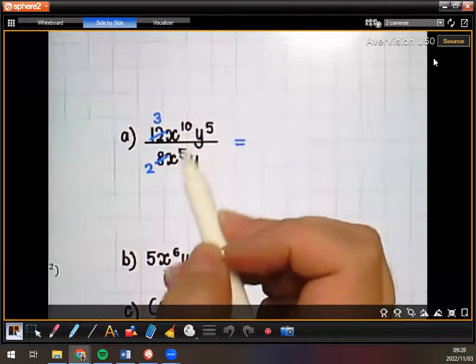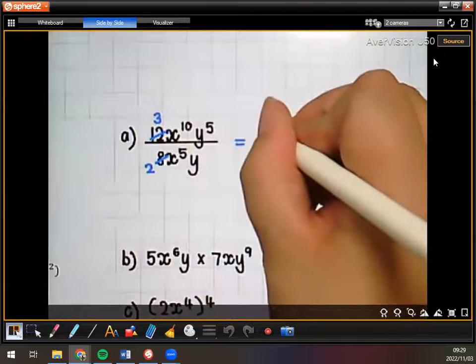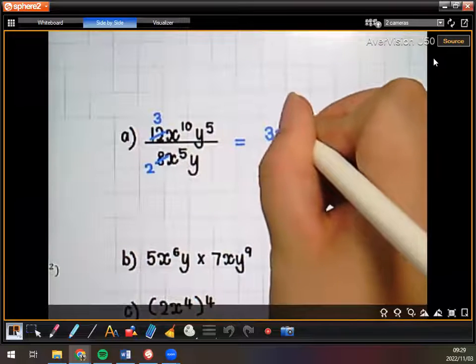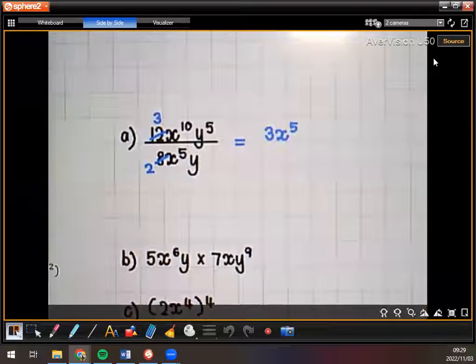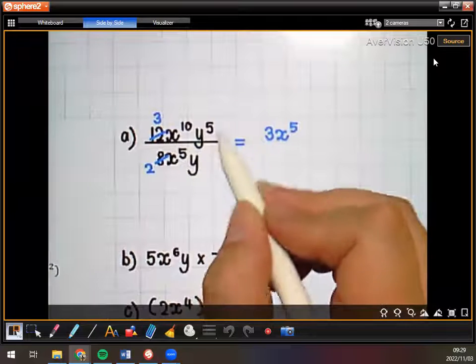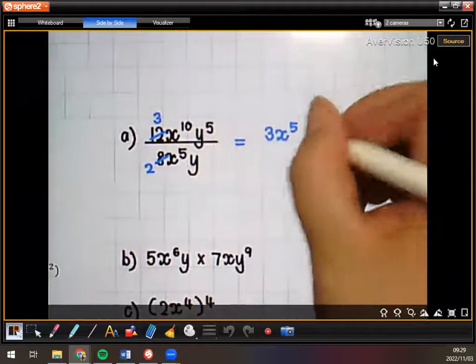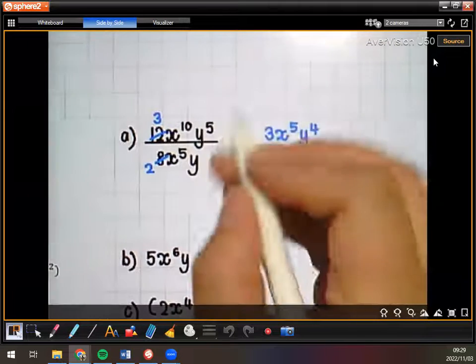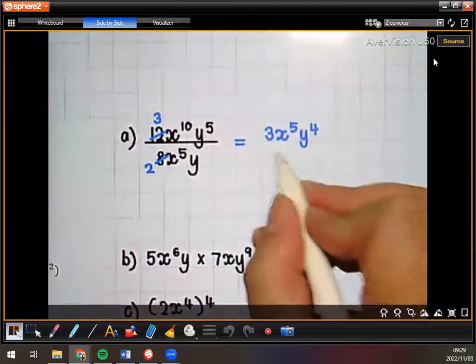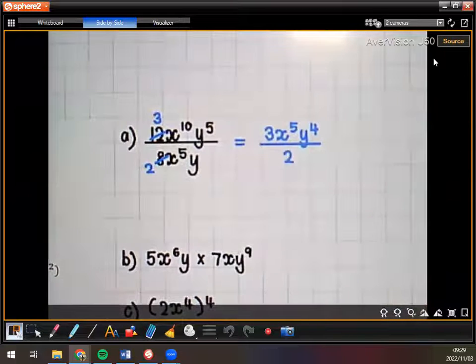X's, where do I have more X's? At the top, how many more? 5. Okay, so I know I'm going to have a 3 and an x to the 5 so far. I do know that I need to have a 2 at the bottom, but let's just check for the Y's. Where do I have more Y's? At the top, how many more? 4, hey? That's 5 there and 1 here. So we end up with that over 2.